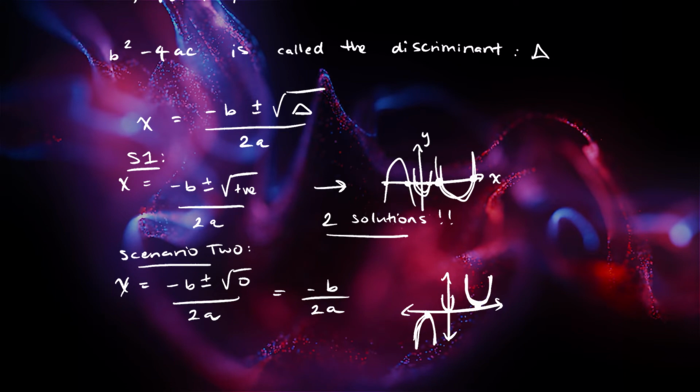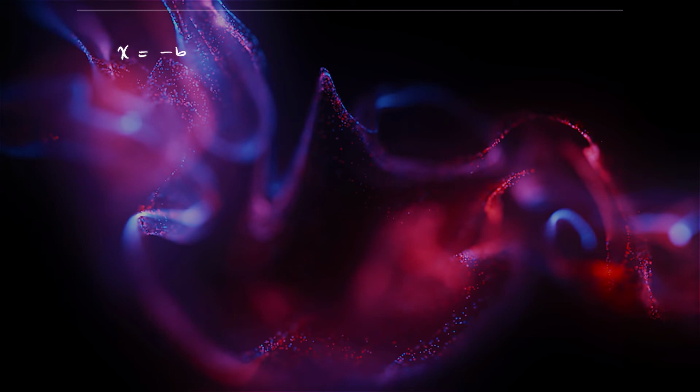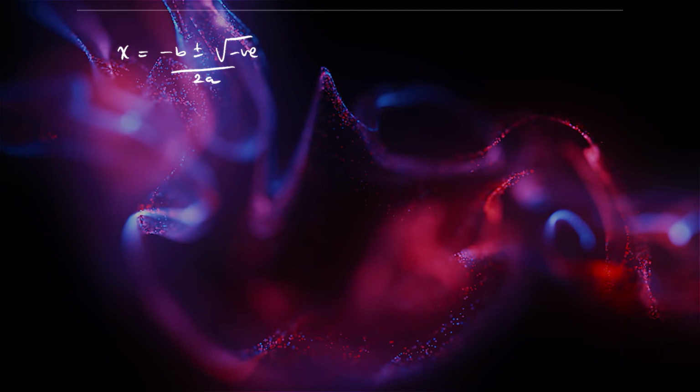And finally, let's look at scenario 3 where the discriminant is negative. Let's say we have x is equal to negative b plus or minus the root of a negative number over 2a. So what's the problem here? Well, remember that we said we can't take the square root of a negative number because we don't look at imaginary numbers. So what we're saying is that there are no real solutions. So the quadratic must therefore sit above the x-axis.